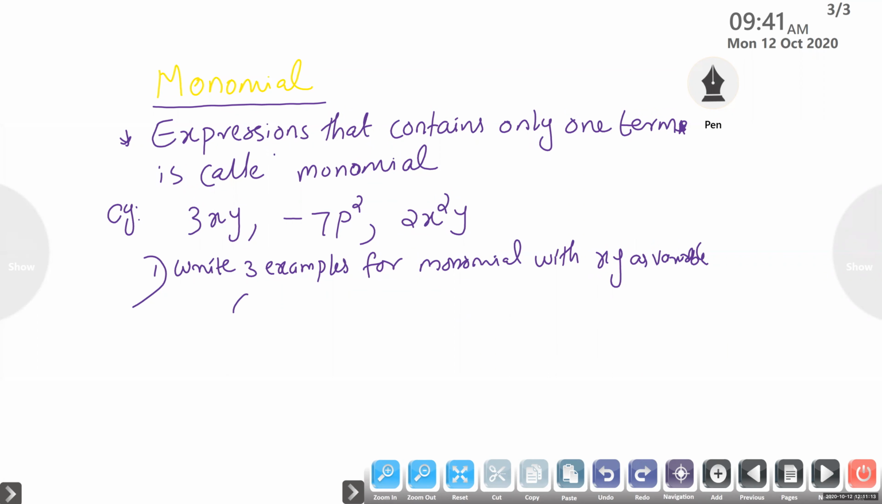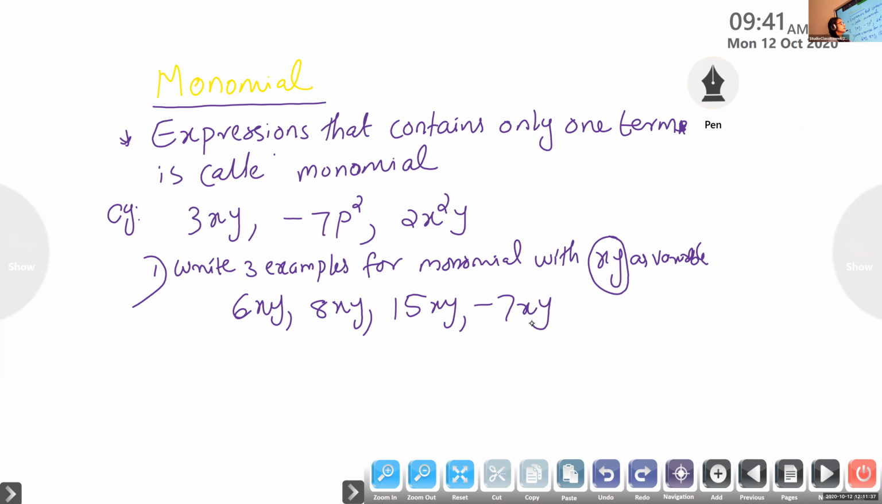6xy. Okay, 6xy. 10p square. Then 8xy. Then somebody give some other examples. So we cannot add p. 2xy, 5xy, 15xy, negative 7xy, all this we can write. P we cannot do, because it was given that only xy should be the variable. Understood? Yes, ma'am. Okay. So, what is a monomial? Expression that contains only one term is called monomial.